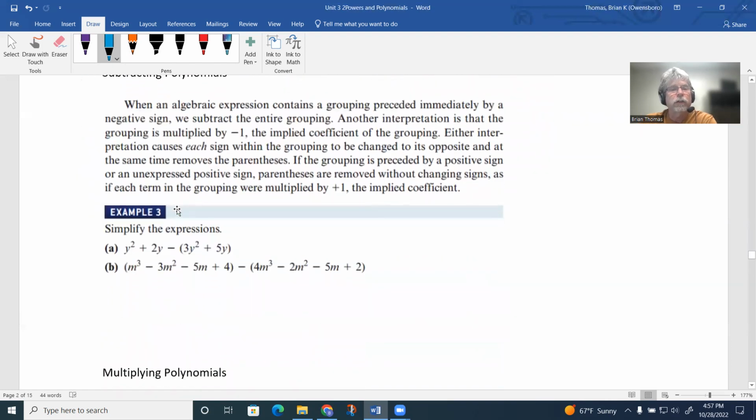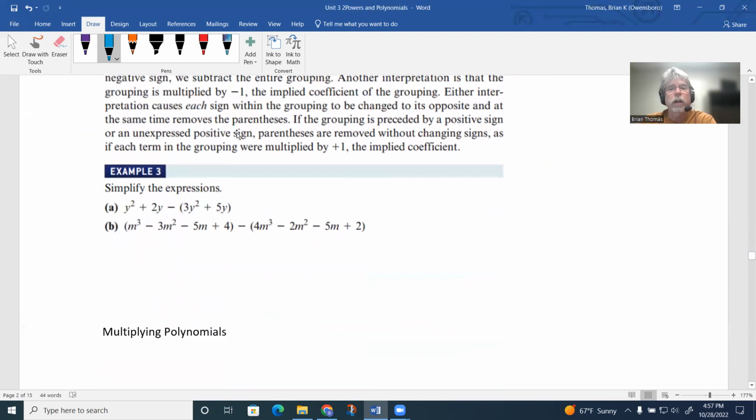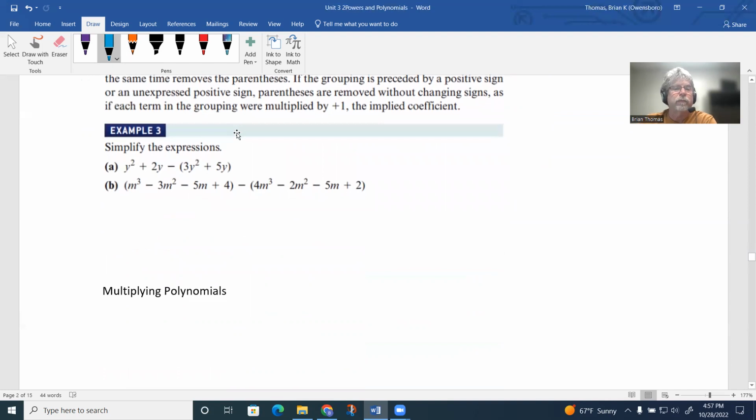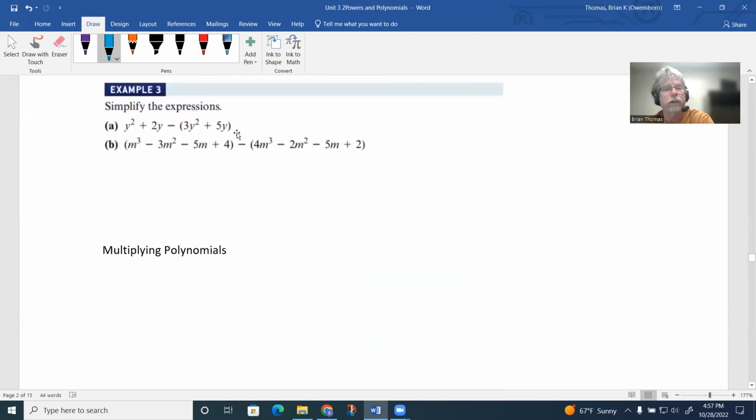Subtraction gets a little tricky for some folks. There's a little statement here, but I'll just kind of model the way I like to do it as well. So if I want to subtract, notice how you have to subtract this whole quantity. It's in parentheses. So when the whole quantity is in parentheses, what we have to actually do is focus on the subtraction part first.